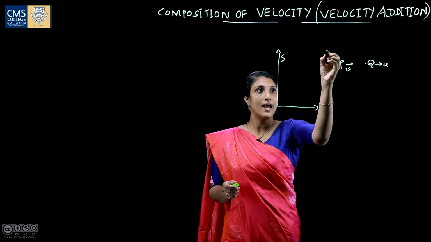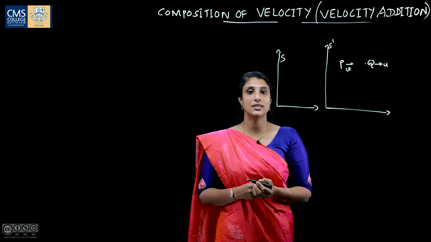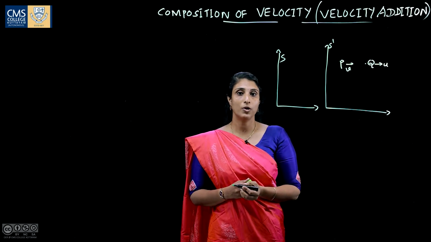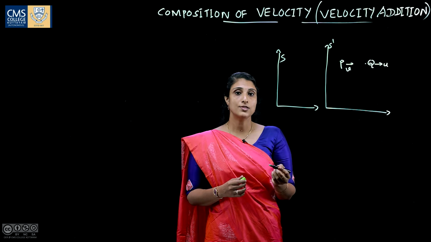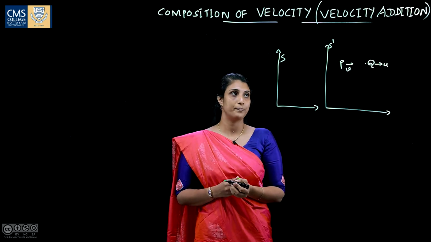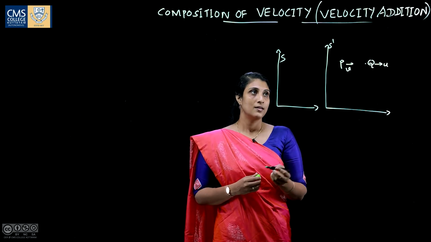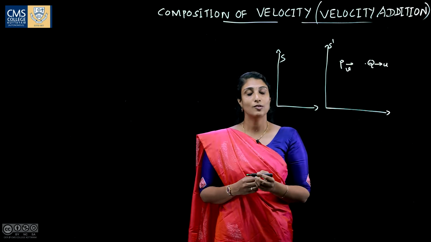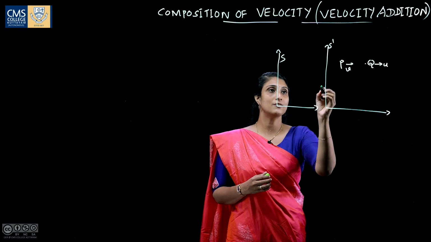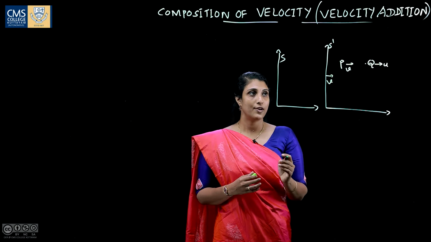Now we consider an S dash frame. This S dash frame is moving with velocity V relative to S frame. S is an inertial frame of reference and S dash is also a frame of reference moving with velocity V relative to the S frame. S dash is moving with velocity V means, since the particle P has also the same velocity V, we can consider the particle P is fixed in the S dash frame.